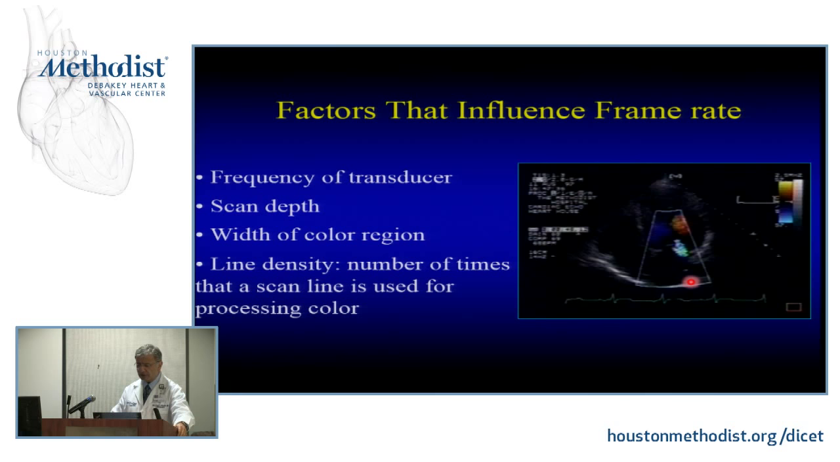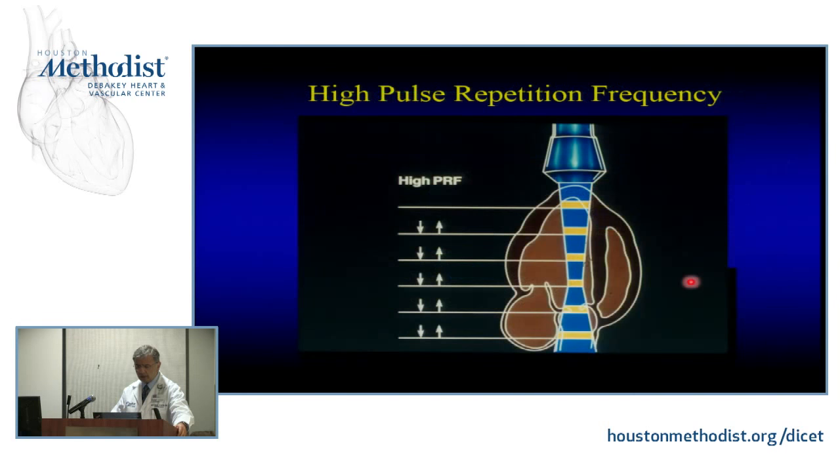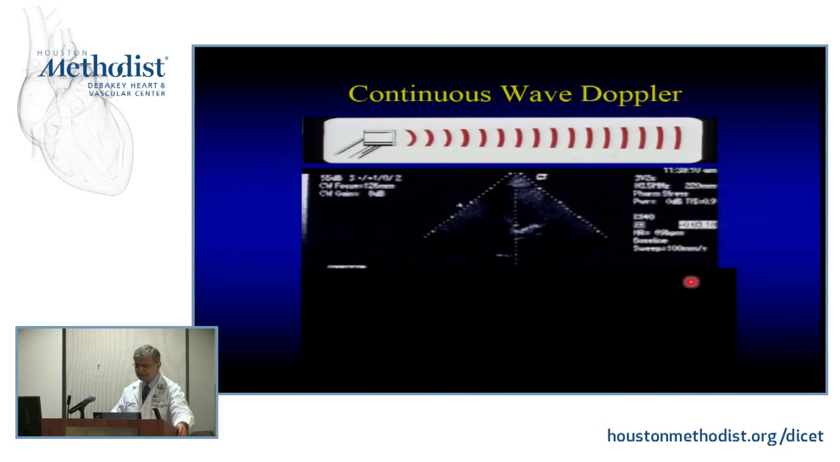Line density, we don't change much in it, meaning how many times you fire along the same line before you move to the second one, right? We usually fire a couple of times before we move. It's not only a single shot, okay? I'm going to skip high PRF. If you're interested, I think we can take a look at that. Maybe you should read about it.